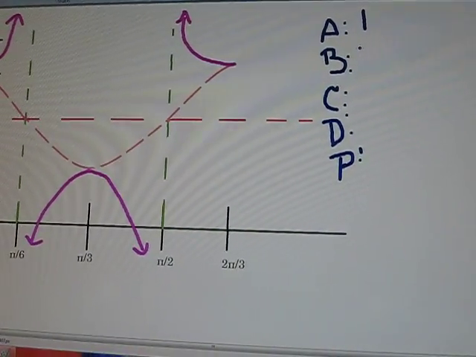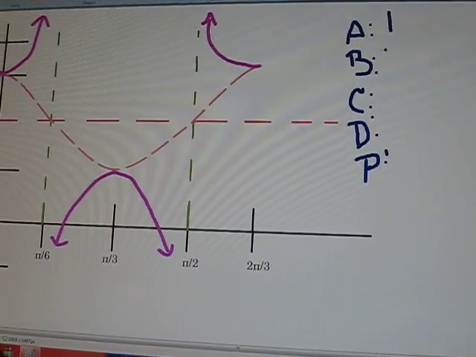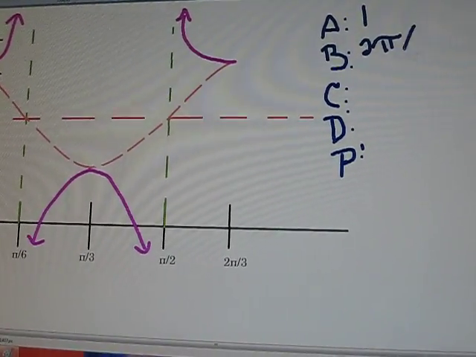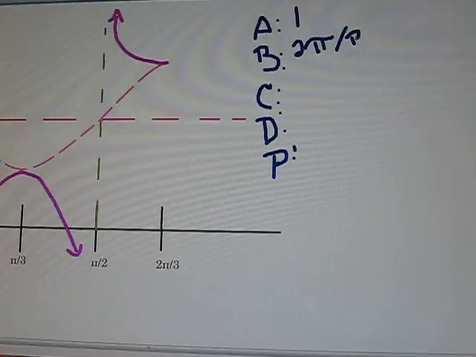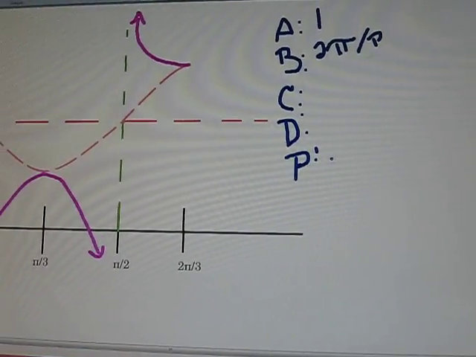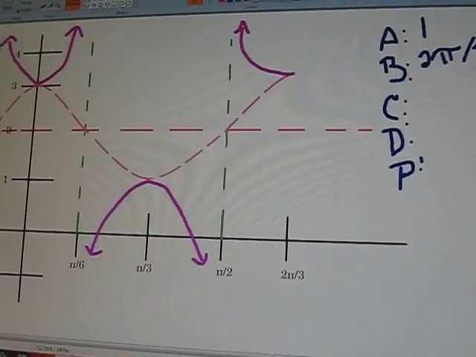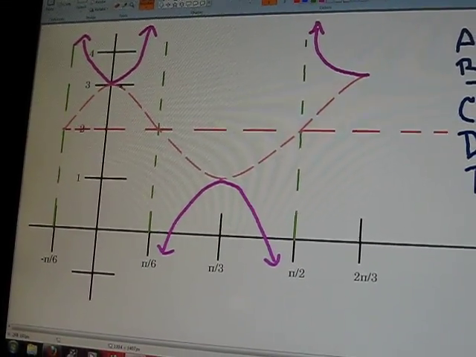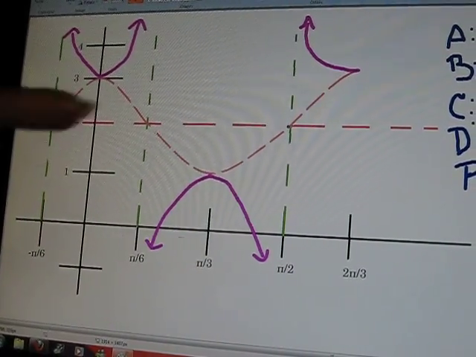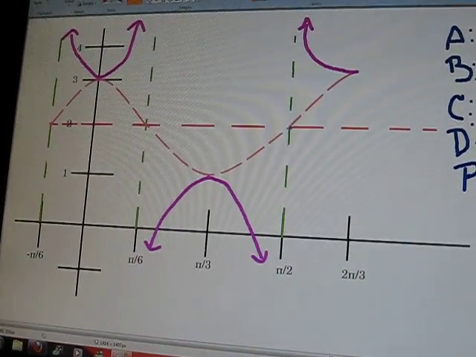Alright, b is 2 pi over p. Now we gotta find p to make this equation work. And the period is 1 full cycle. So if we start here, go all the way up, down, and back up to where it starts to continue up again, that is 1 full period.